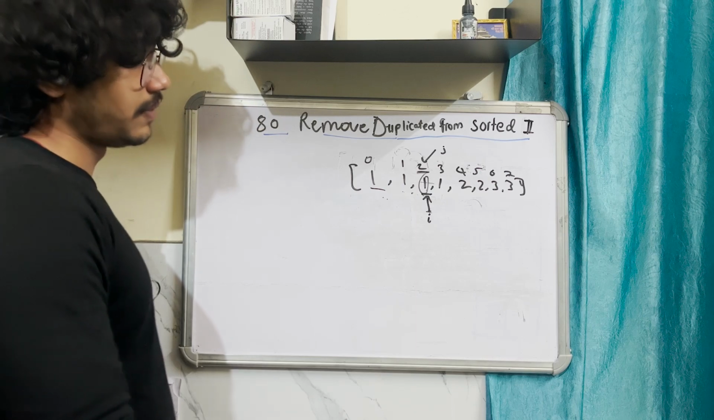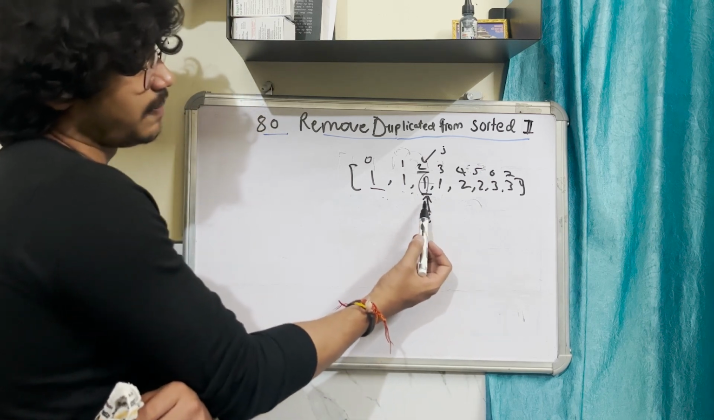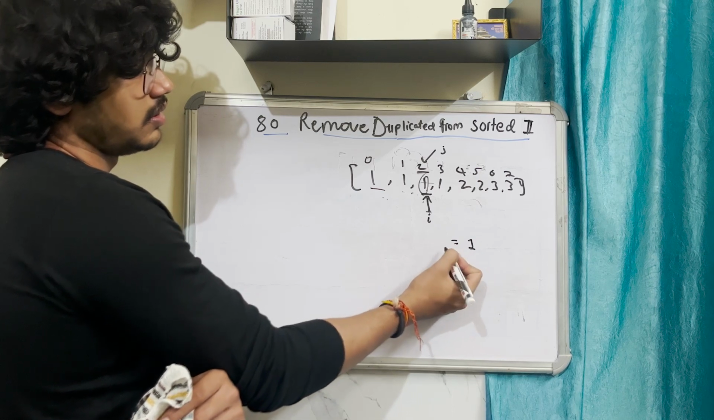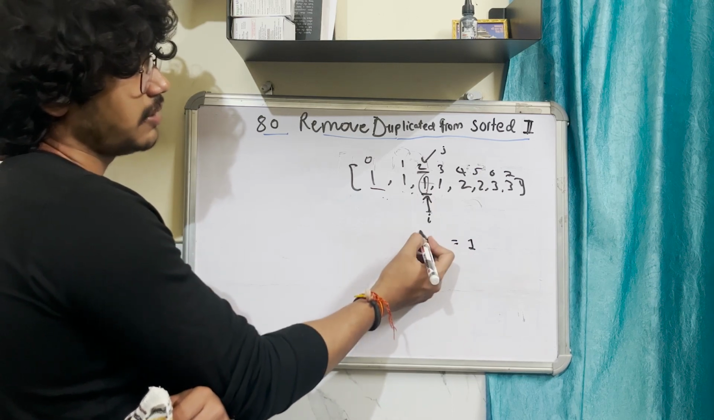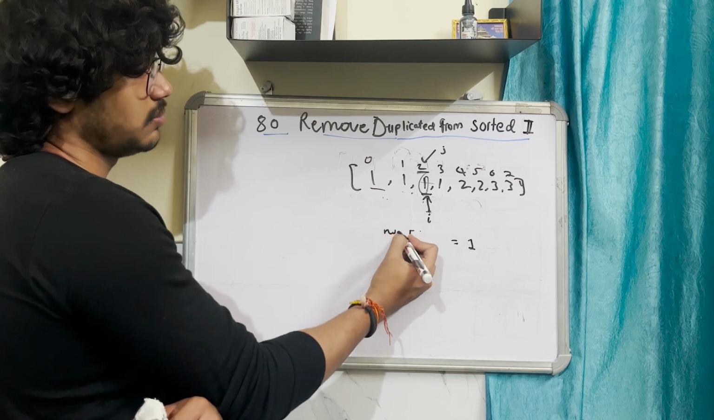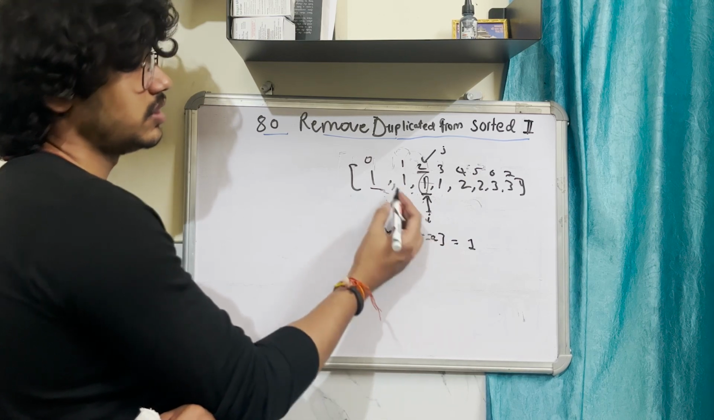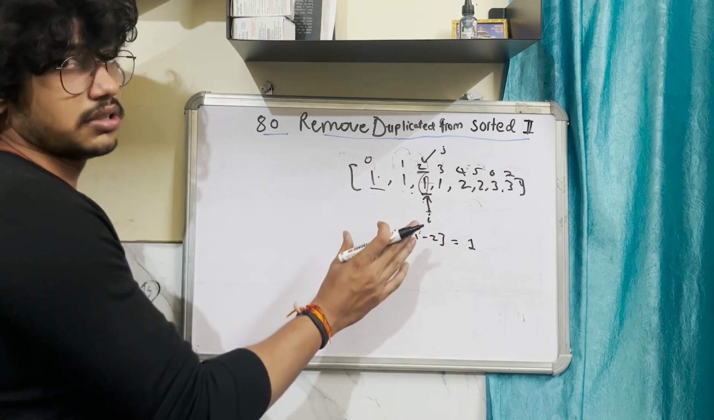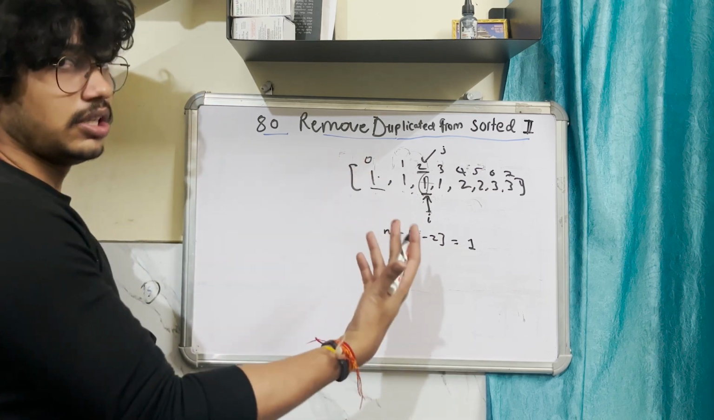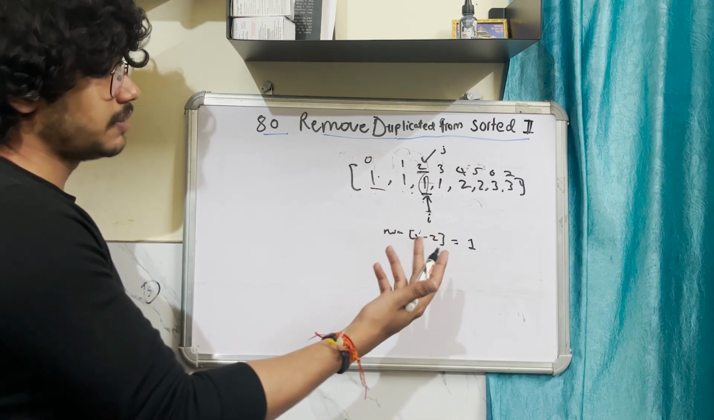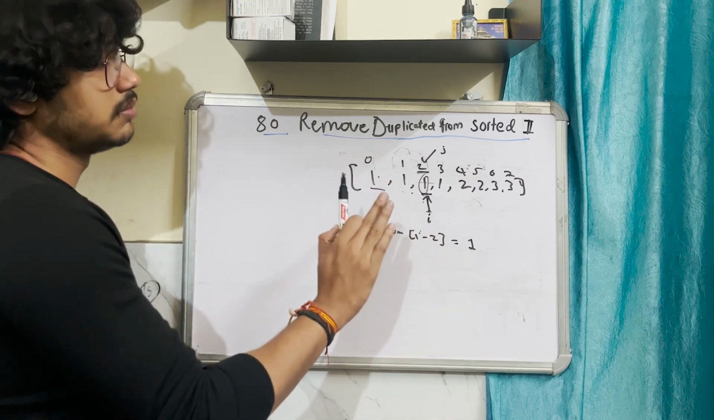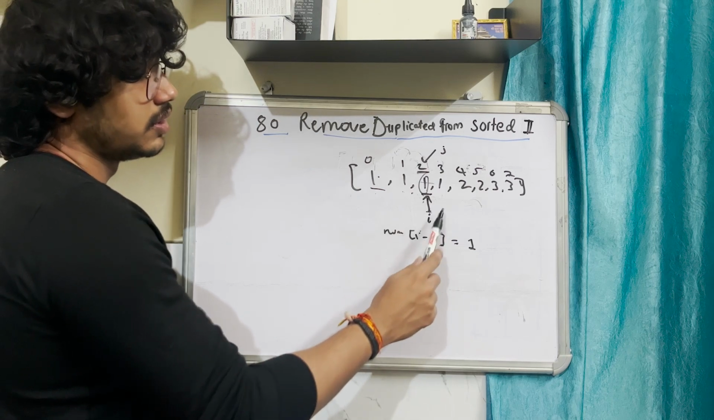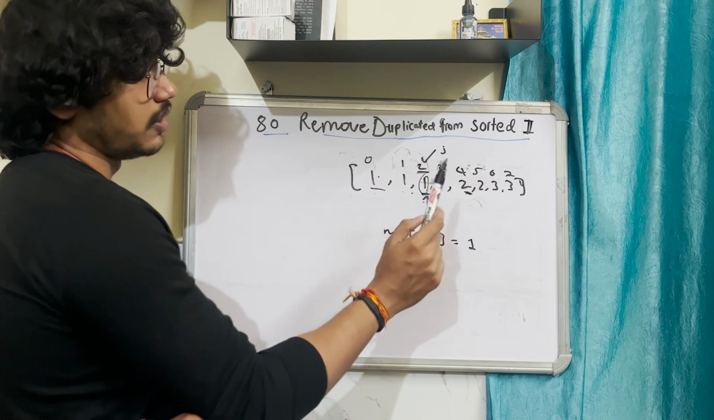So basically we will check whether the element at this position, which is 1, is the same as the element at the I minus 2 position, nums of I minus 2, which is 0. Yes, these two are the same. Now if we found the occurrence is more than 2, can be 3, can be 4, or n, but more than 2.